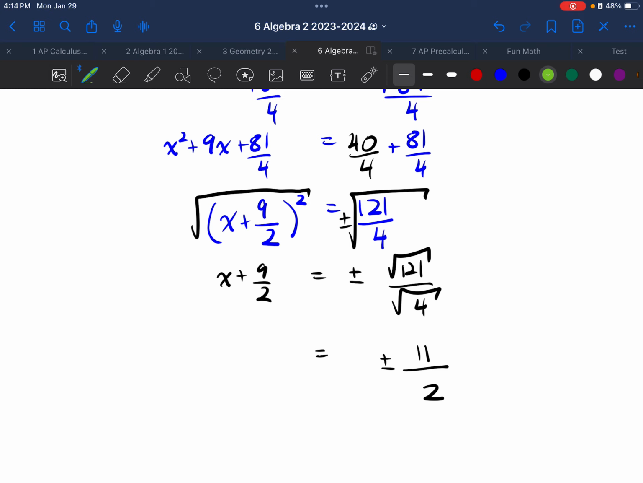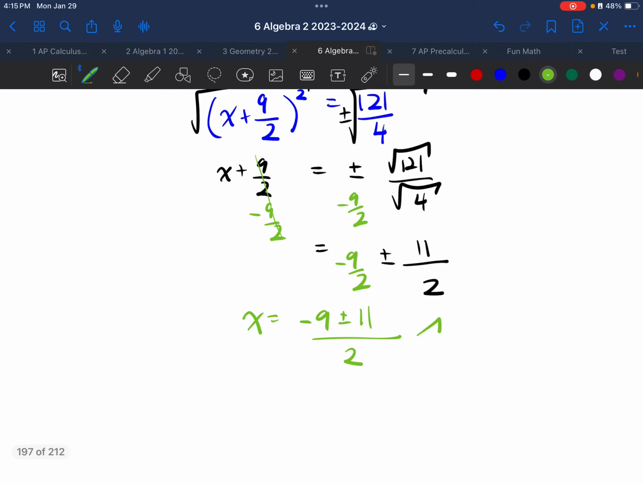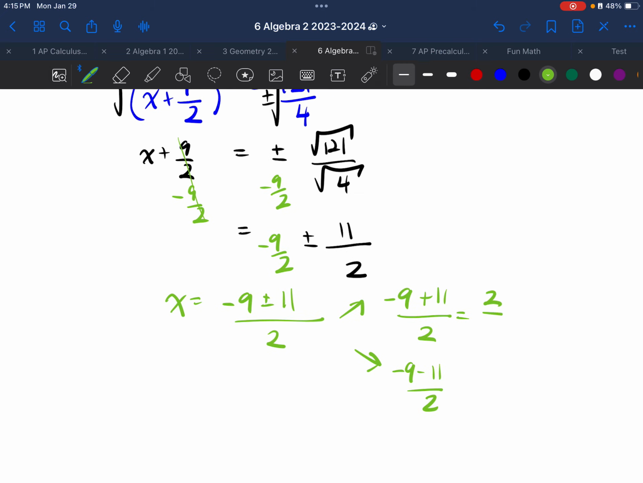What I need to do to both sides is subtract the 9 halves. So I'm going to subtract the 9 halves right here, subtract the 9 halves. So now x is equal to negative 9, I'll do the plus or minus up top, plus or minus 11, all that divided by 2. So that's going to make two different answers. The first answer is going to be negative 9 plus 11 all over 2. And the other answer is going to be negative 9 minus 11 over 2. Negative 9 plus 11 is 2, and negative 9 minus 11 is negative 20, which means my two answers are 1 and negative 10, which I can then box.